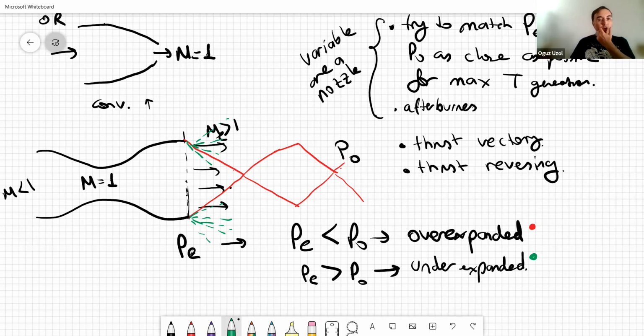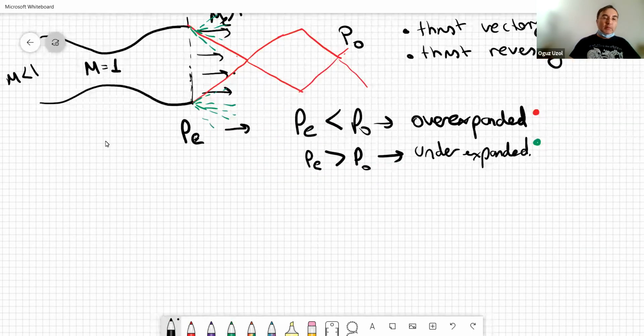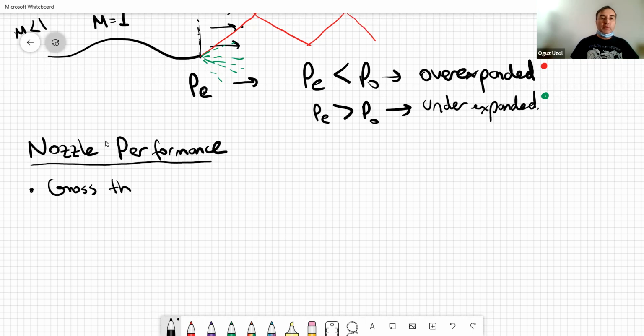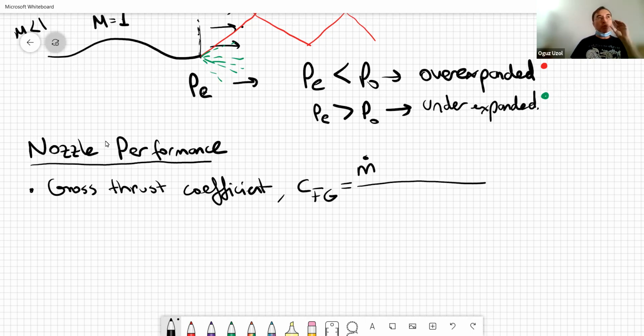Okay. But both of them are inefficient operation. And why do I say inefficient operation? Because of this. Because we generally use this parameter to indicate the performance of a nozzle. We call it gross thrust coefficient, CFG. And it's defined as m dot, the mass flow rate going through the nozzle, times U exit, plus PE minus P0 times A exit, divided by m dot times U exit in the ideal case.